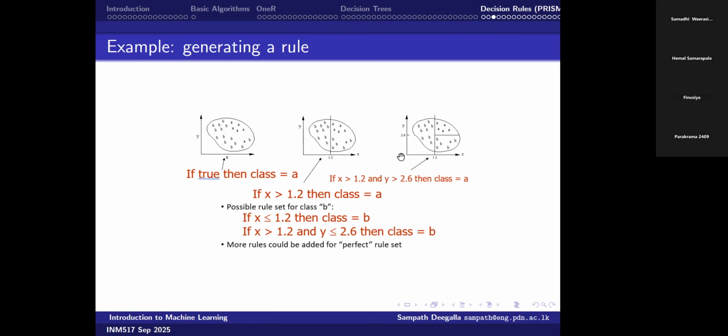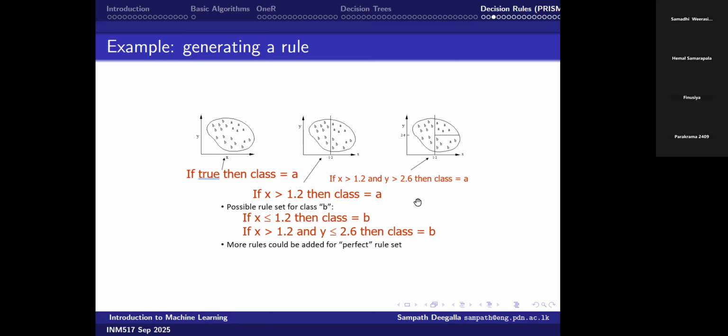Then what you do, you go in the Y direction. Again, in the Y direction, you can find a place where it will separate A from B, somewhere here. So that means if the value is greater than 2.6, in this part you can see everything is classified as A. Accuracy is, okay, if you have 5 instances here, 5 divided by 5, that is 100%. So if you have 100%, we can stop at that point. So this rule actually covers these 5 instances from the dataset.